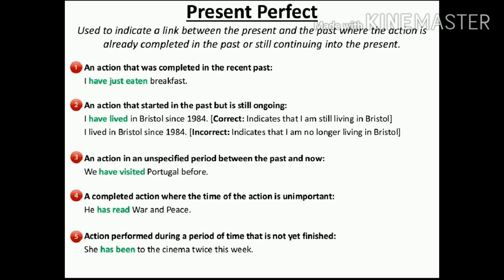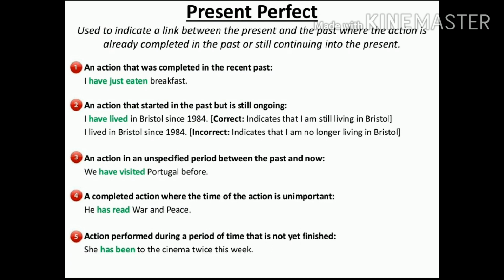Fourth, a completed action where the time of the action is unimportant. The fourth type of action is, you use present perfect tense to indicate any action which is completed and the time of action is not important. Like you have passed class. If you are in class 10, you have passed class 9. So you will say, I have passed class 9.